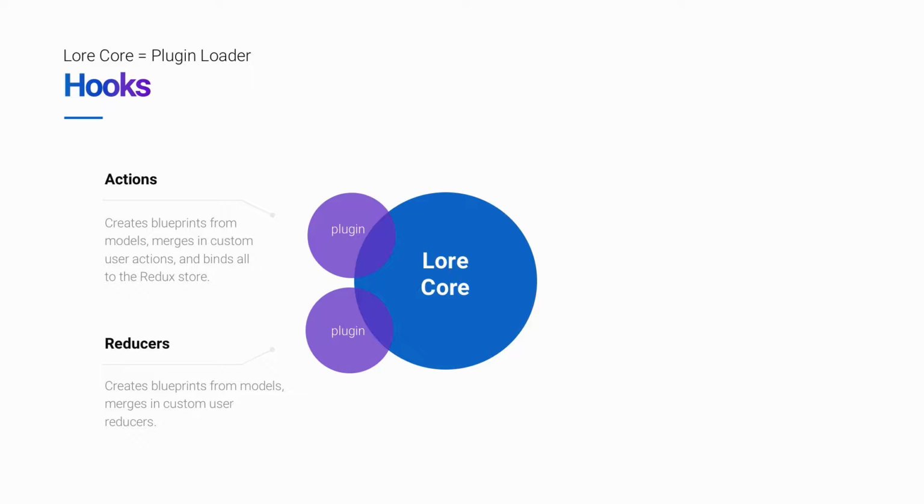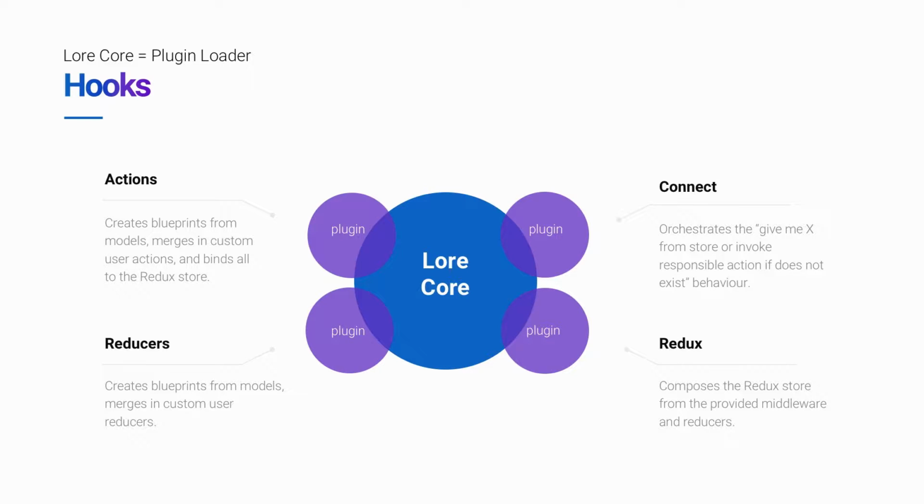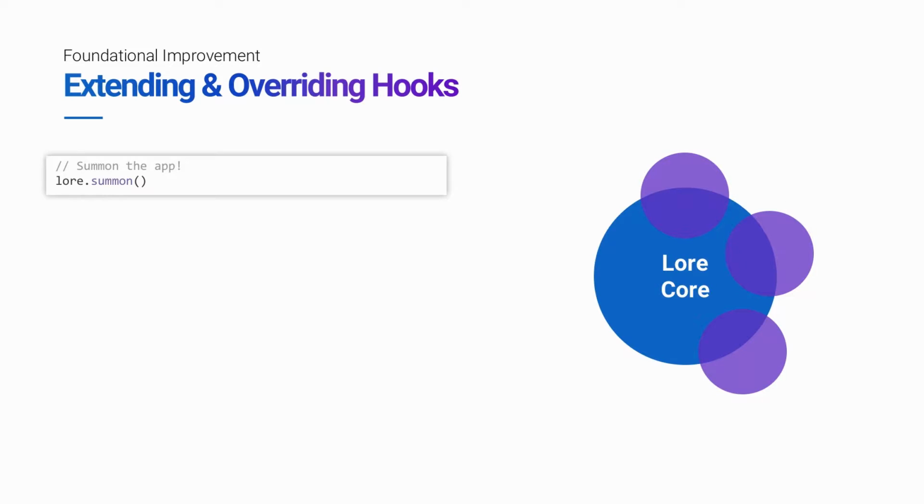There's another hook that creates the default reducers provided for each model, a connect hook that creates the connect decorator that is responsible for providing data or invoking actions to fetch that data if it doesn't exist, and another hook that composes the final Redux store and provides it with the previously mentioned set of reducers. And there are also some hooks that are not listed that are responsible for creating the models and collections used for AJAX communication. So what happens when you call lore.summon in the index.js file at the root of your application is that the Lore core automatically loads up and executes all of these default hooks.